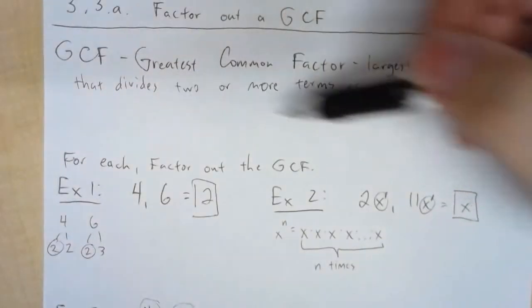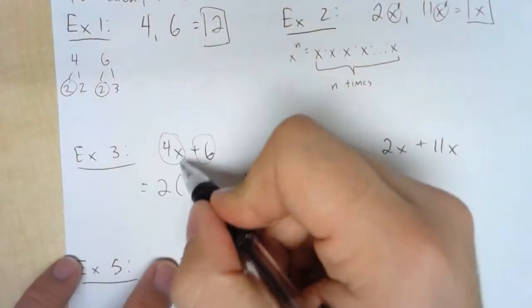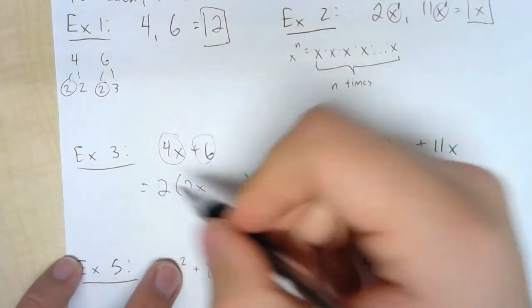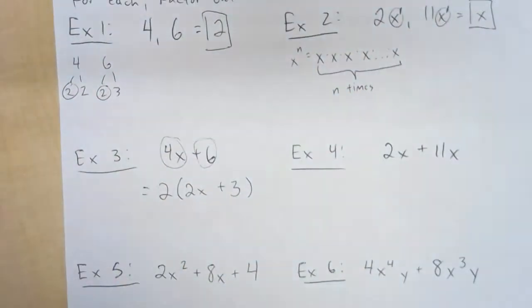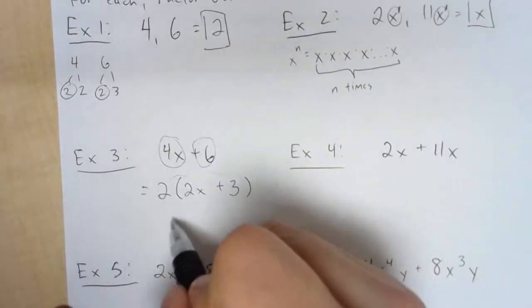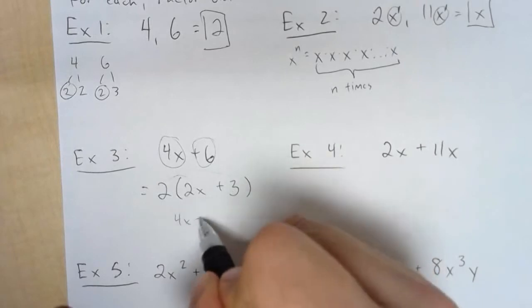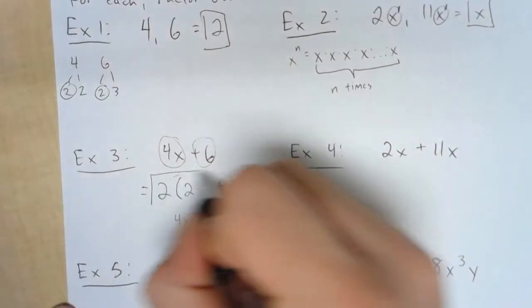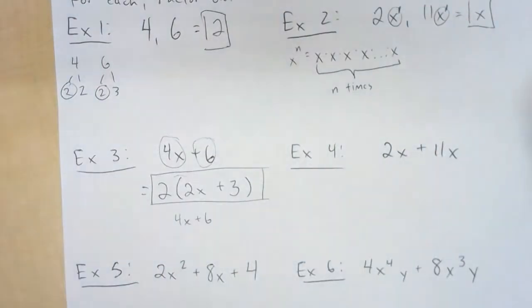and then we actually have to divide our terms. So 4x divided by 2 is 2x, and positive 6 divided by 2 is 3. And what we want to be able to distribute and make it go back, so we get 2 times 2x gives us 4x, and 2 times 3 gives us 6, which is what we want. We want our original term back. But if I'm asking you to factor out the GCF, this is what I'm looking for right here.